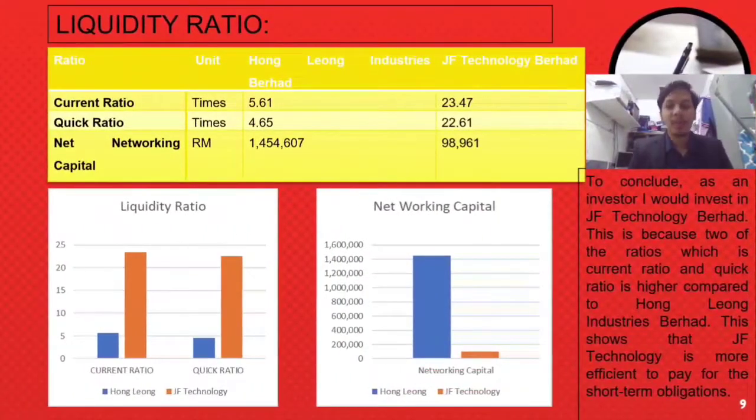Next, we move to fundamental analysis for JF Technology Berhad. So, we can see that the ratios, which are the current ratio and quick ratio, are higher compared to Hong Leong Industry Berhad. This shows that JF Technology is more efficient to pay for the short-term obligation. To conclude, as an investor, I would invest in JF Technology Berhad compared to Hong Leong Industry Berhad.